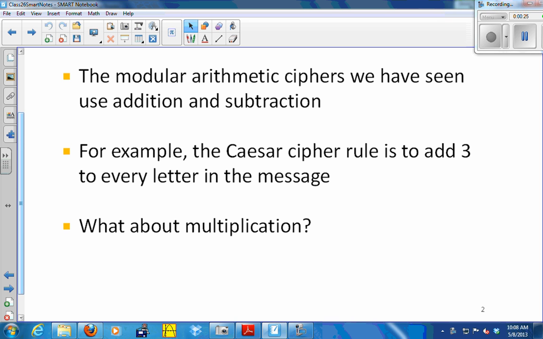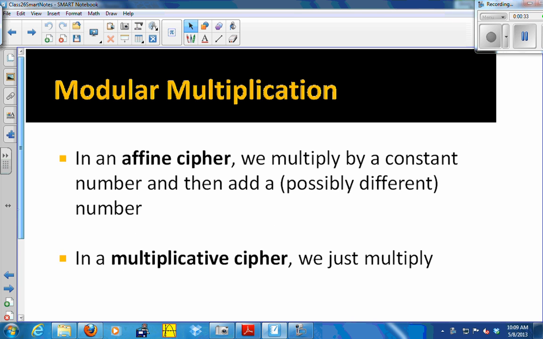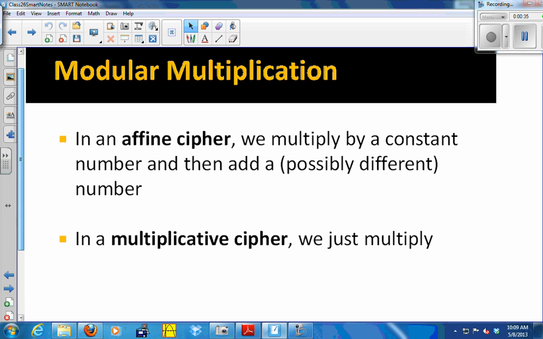So it might be natural to ask the question, what about multiplication? Can we use multiplication as our encoding device? So that's what we call an affine cipher. If you multiply by a constant number and then add a possibly different number. So if you combine multiplication and addition, we call it an affine cipher. Strictly multiplication, we call it a multiplicative cipher.